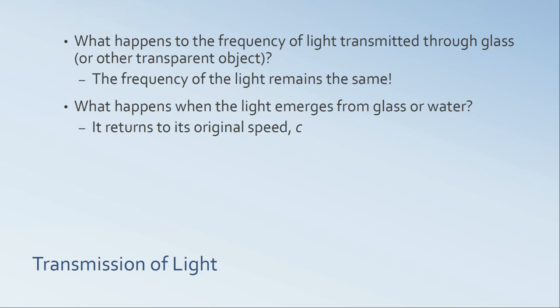What about the speed of light? What happens to the speed of light when it comes out of glass or water? Well, we saw in the previous slide that the light is going to slow down as it goes through water or through glass, but once it comes out of the water or the glass and is back into a vacuum or our atmosphere, it's going to return to its original speed of c.